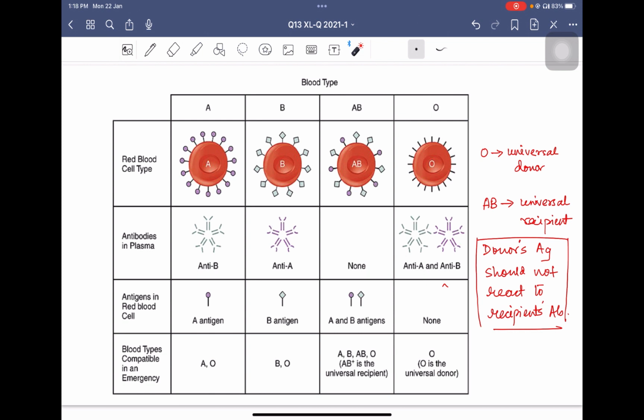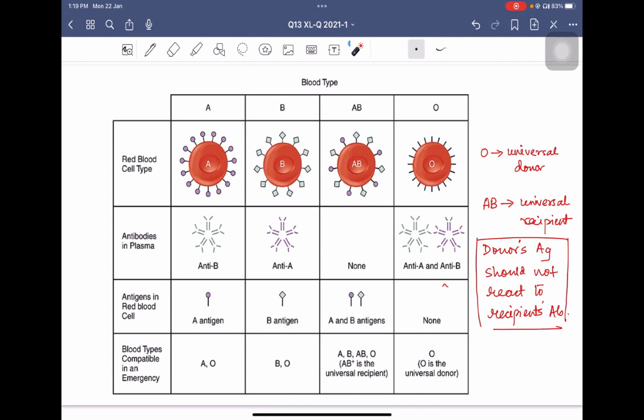On the other hand, think about AB blood group. AB blood group does not have any antibodies in the plasma, anti-A or anti-B antibodies. So therefore, this AB blood group can receive blood from any of the blood groups, because again remember this rule, donor's antigen should not react to recipient's antibody. If recipient does not have any antibody, then there will be no reaction, right? So therefore, AB, since it does not have any antibody, it can receive blood from any of the blood groups, which is why it is called universal recipient.